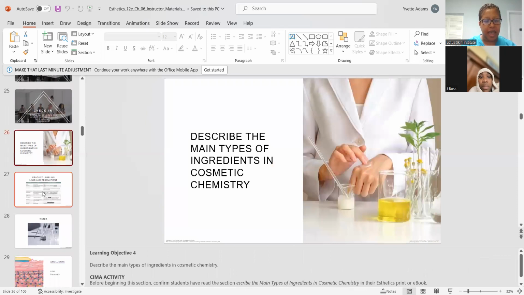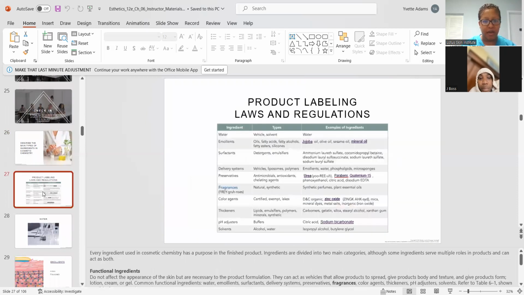Alrighty, so let's look at the ingredients here. The class that I took over at SkinScript talked about this a lot, and I appreciated that because a lot of times we don't understand the nuances behind these ingredients. So these are common ingredients that you will see in products, and examples of those.